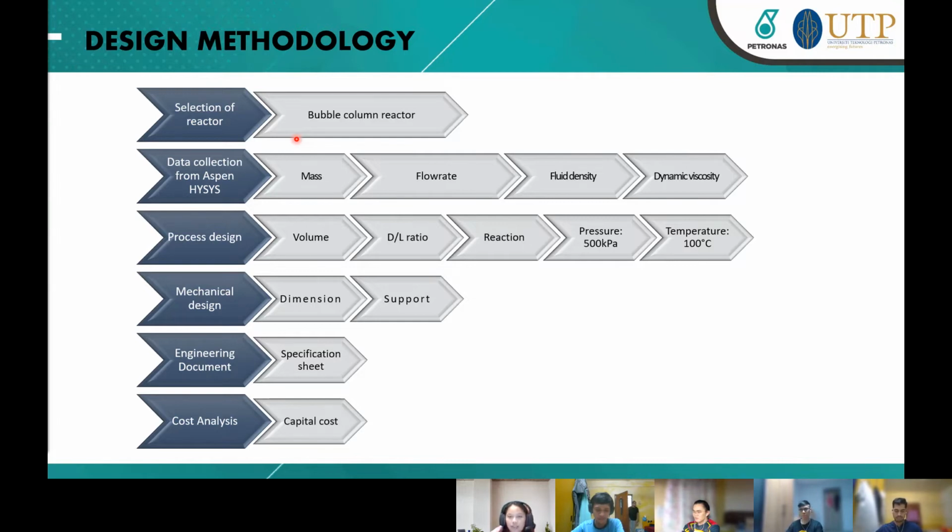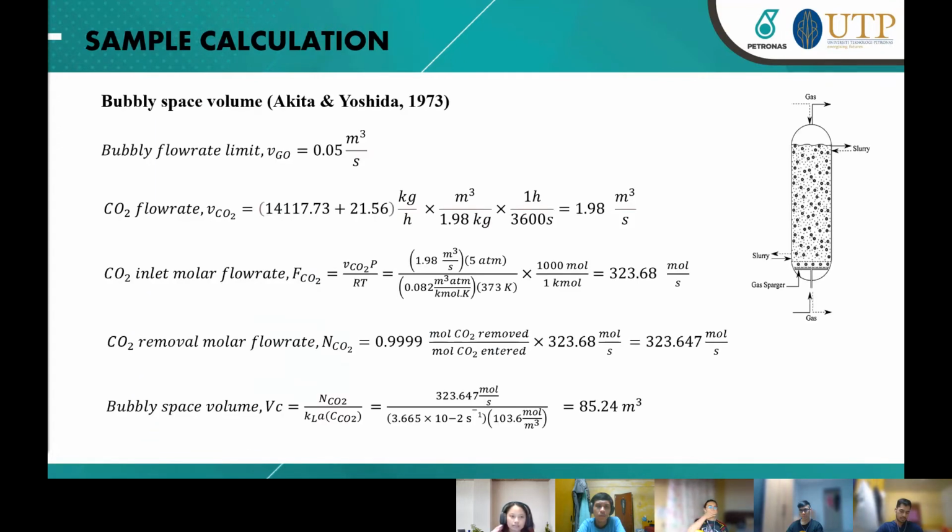Next is the data collection from HYSYS simulation, such as mass flow rate, density, and viscosity for the feed flow. After data collection, I started with the calculations to determine the process design parameters, such as the volume of bubbly space, diameter to length ratio, reactions involved in the reactor, and also the optimum condition for the reaction to occur inside the reactor. Next would be the mechanical design, engineering document, and cost analysis.